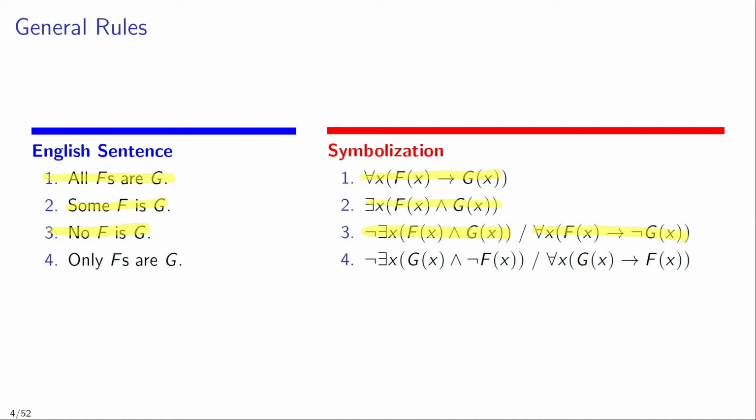Finally, for English sentences of the form only F's are G, you again have a choice. You can either symbolize these sentences by means of a negated existential quantifier and say that it is not the case that there is an x such that Gx and not Fx. Or you can say that for all x, if Gx, then Fx. So here you may have noticed that the English sentence only F's are G can be symbolized in exactly the same way as the English sentence all G's are F's.